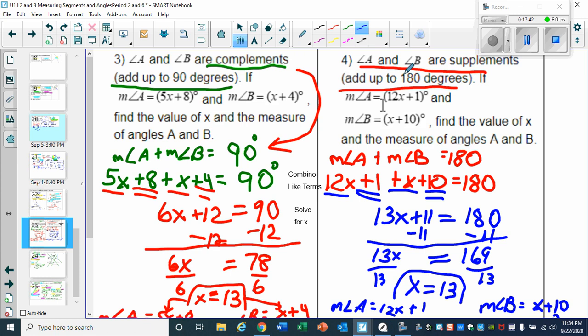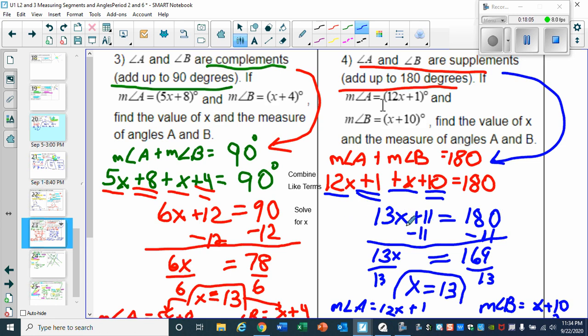For this one, A and B are supplements. That must mean a grand total of 180. Measure of angle A, 12x plus 1. Measure of angle B, x plus 10. Combine your terms. 12x and another x, 13x. 1 and 10, 11.